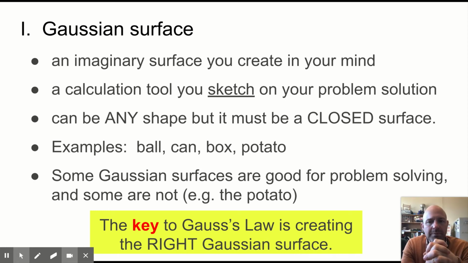Some are really good for problem solving, things that are like a ball or a sphere or a can, like a cylinder or a box. Things that are irregularly shaped, like a potato, they technically work, but they're hard to use to solve. And our focus here is really picking a Gaussian surface that allows us to solve the problem simply. That's what we're going to be all about here.